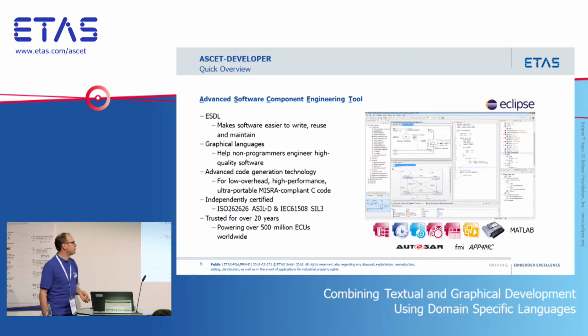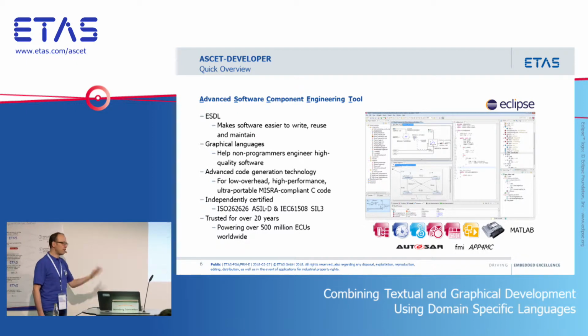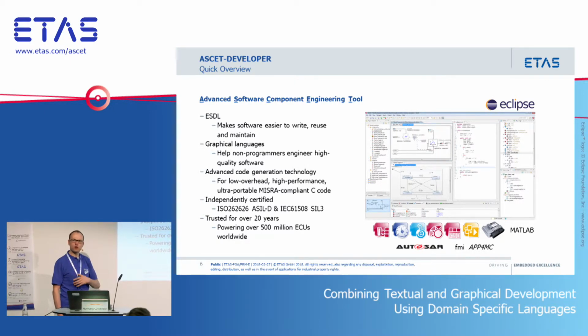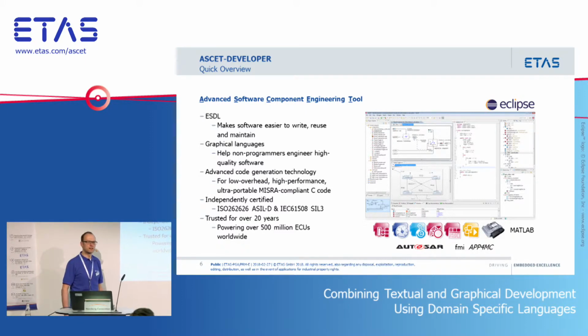We spend a lot of time trying to make that very low overhead, very high performance. So typically people who use ASCII will build a complete ECU in ASCII, the entire application software. So it's not unusual to find people generating sort of between 2 and 4 gigabytes of code out of ASCII.